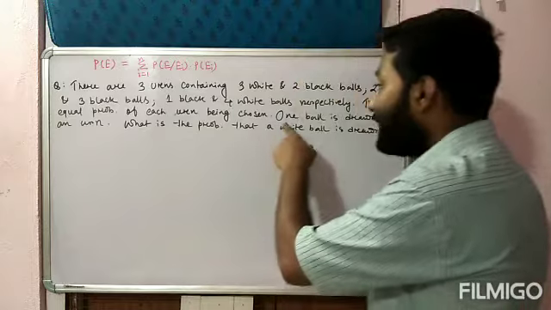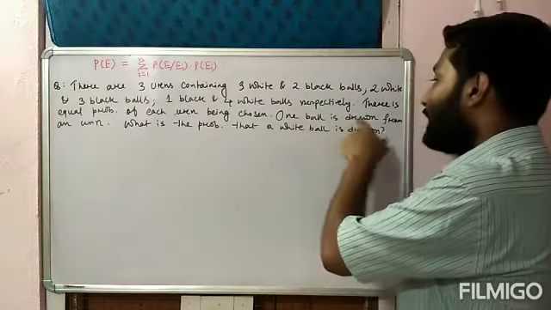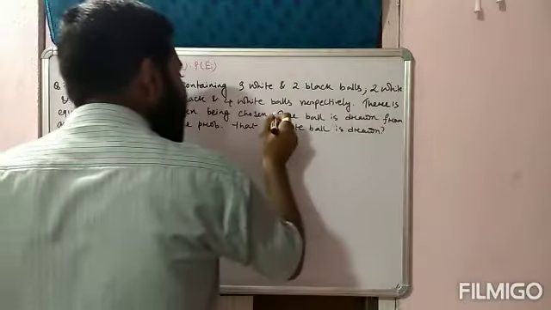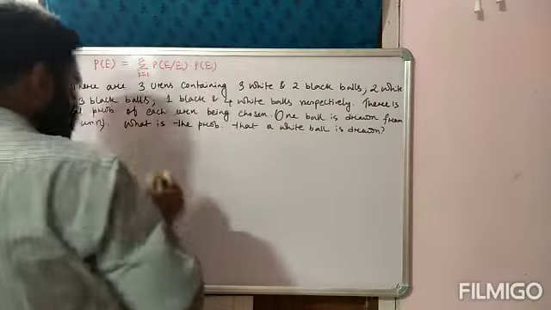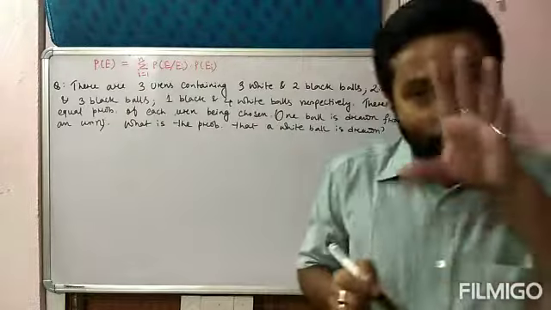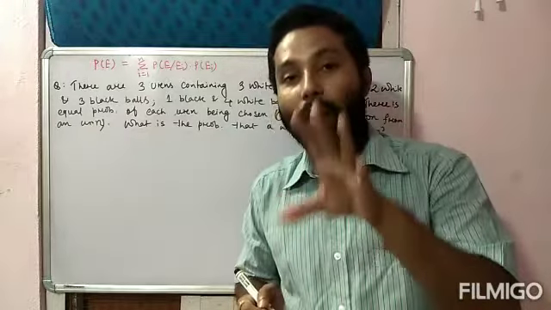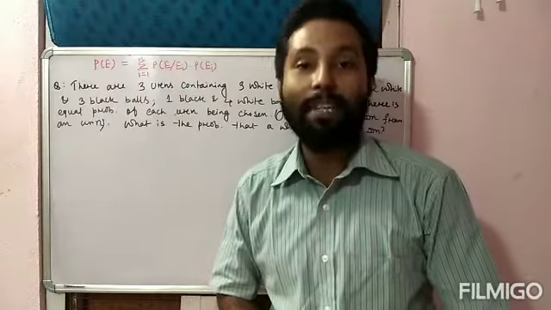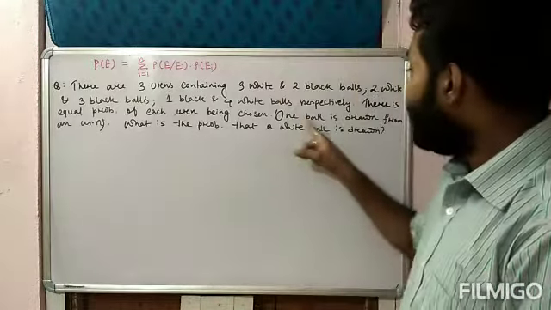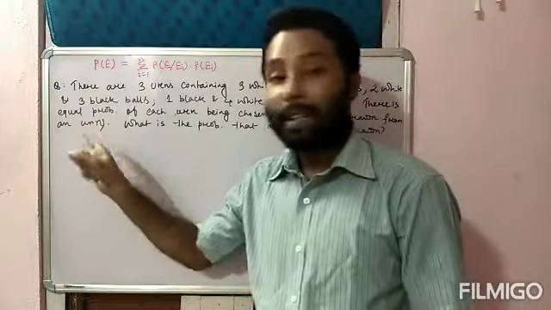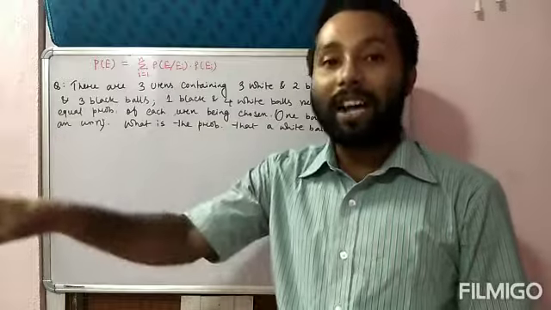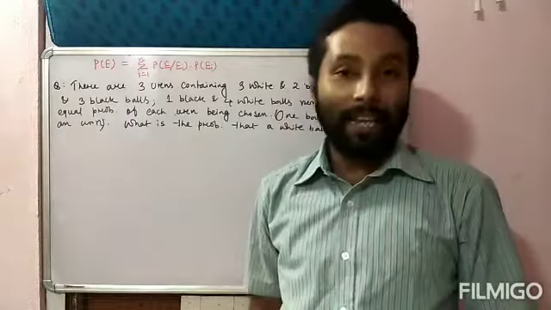Now read the next part. One ball is drawn from an urn. This sentence is the most important sentence to identify whether it is a Bayes theorem or theorem of total probability based question. One ball is drawn from an urn. Here it is not mentioned specifically from which urn. From an urn is what is stated.